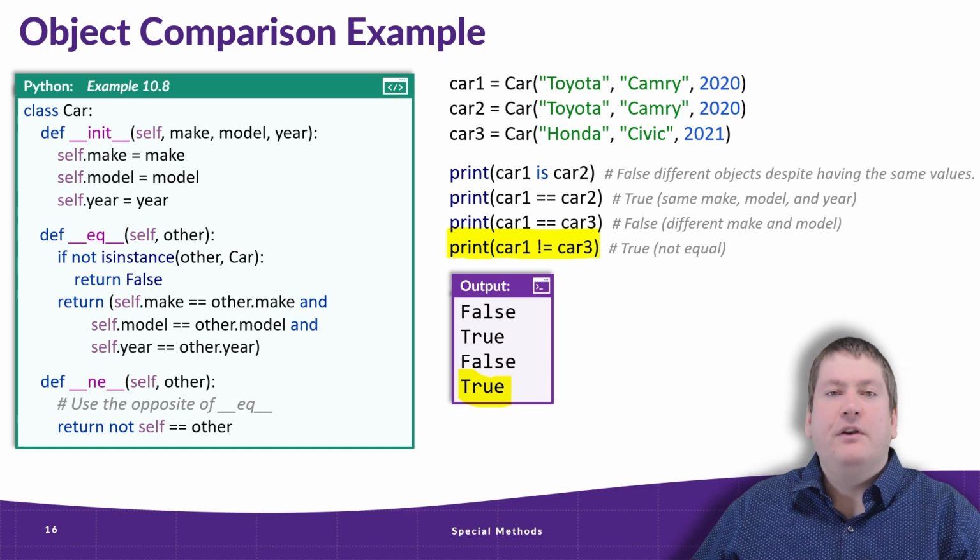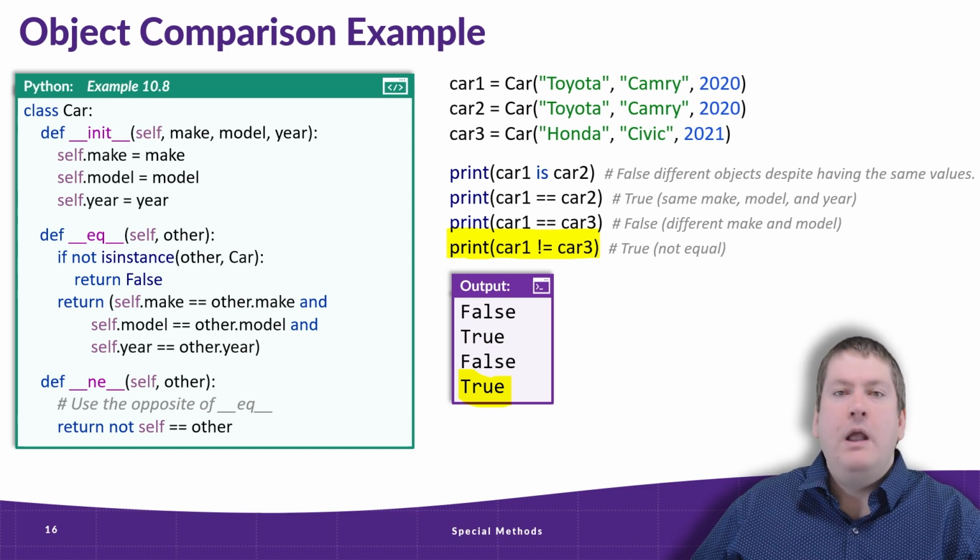So not equals is going to flip that and we get true. The important thing here is by default, equals is going to compare these objects in the computer's memory and see if they're the same object, but we can override that behavior with these special methods to change how they work, which can be extremely useful.